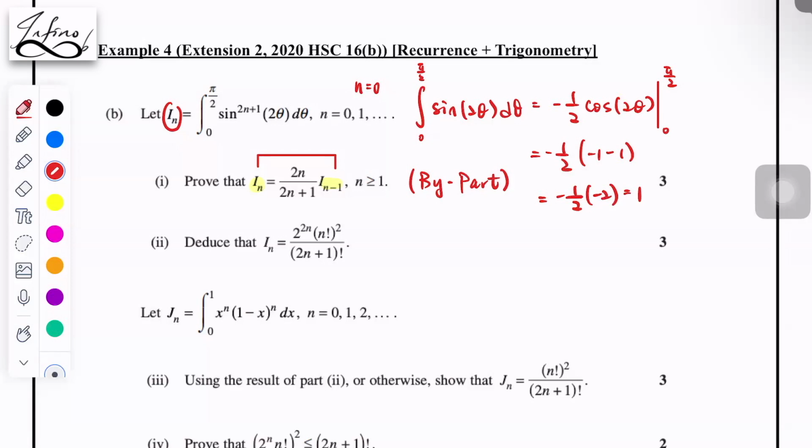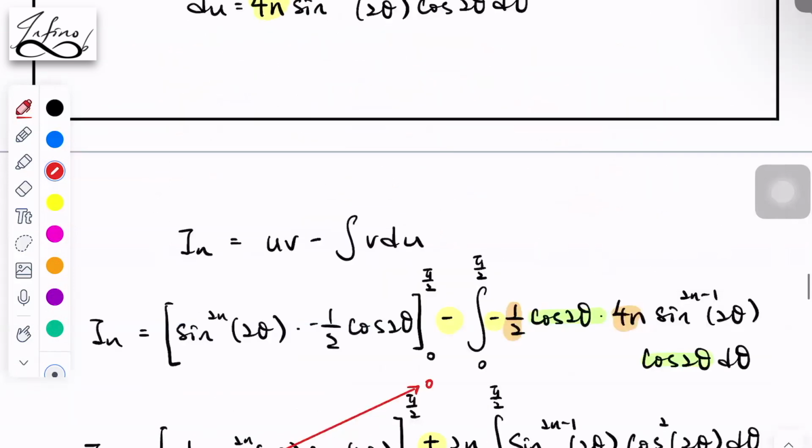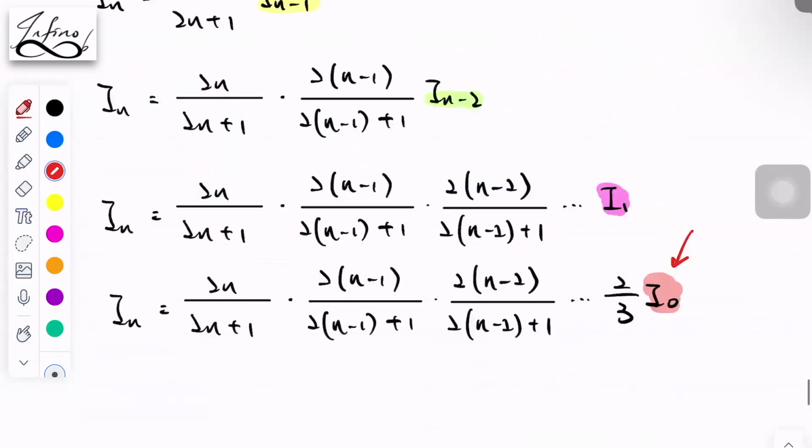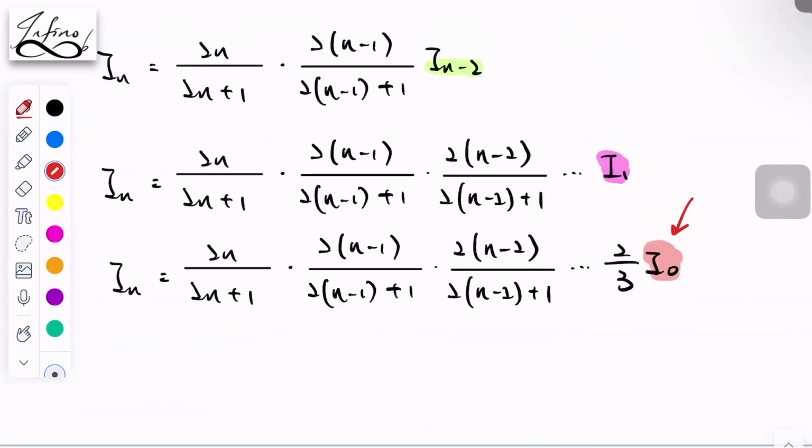Some students asked, if I substitute n as 0 into this part, does it work? The answer is no, because the domain given in B1 is that n is greater than or equal to 1, so at least 1. It doesn't match the domain in B1. That's why if you find I0 is 1, then it's easy now. So this is 1.